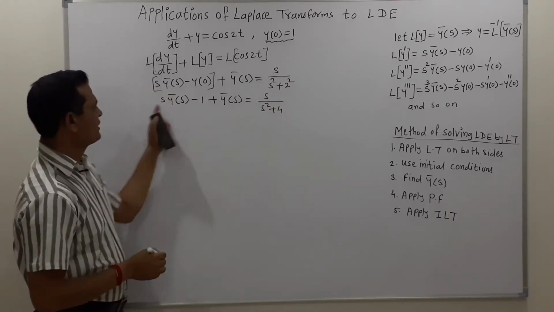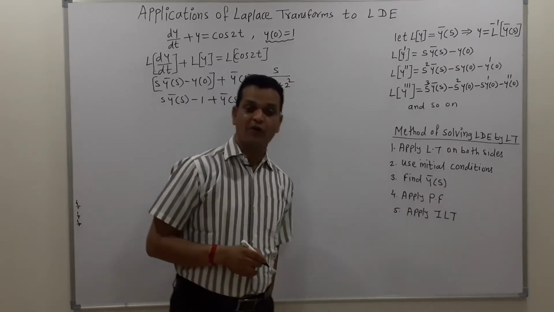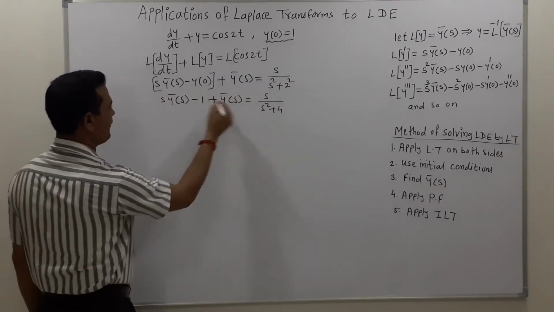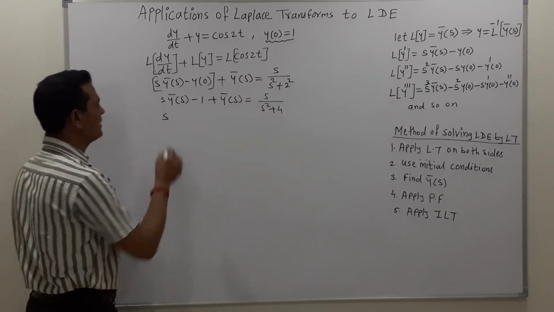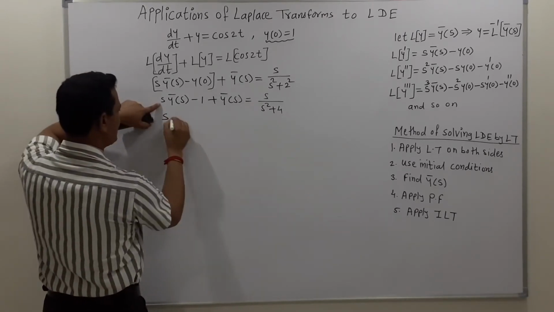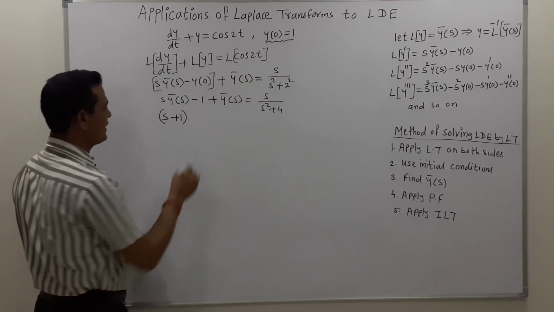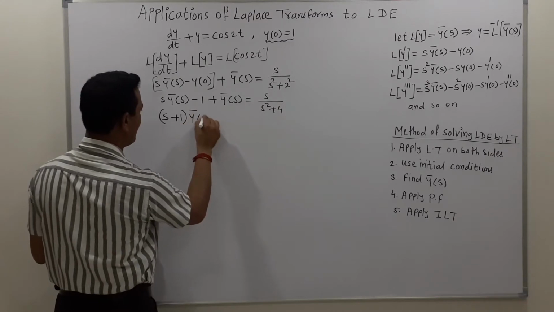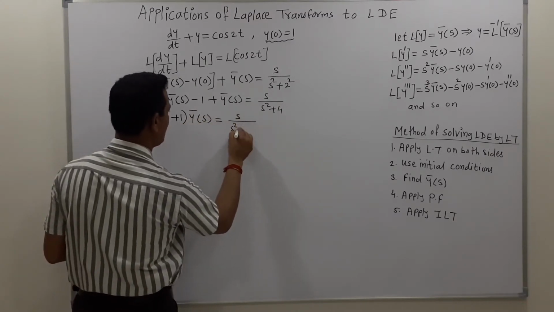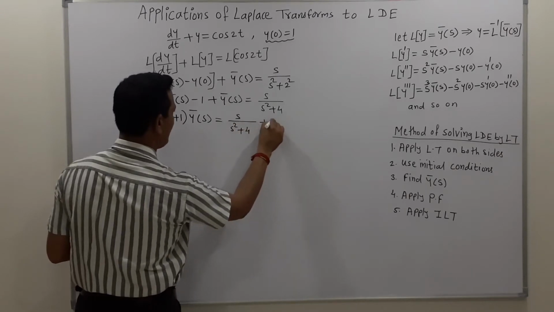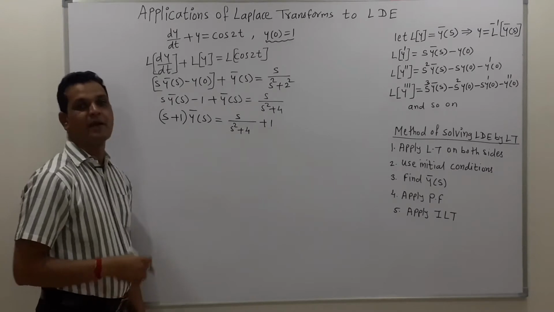So now after putting this condition, the third step is to find the value of y bar of s. To find it, collect all the coefficients of y bar of s together. The first coefficient is s, and this is 1. So we can write this as (s plus 1) into y bar of s is equal to s upon s square plus 4. Then after taking the minus 1 to the right side, we get plus 1.